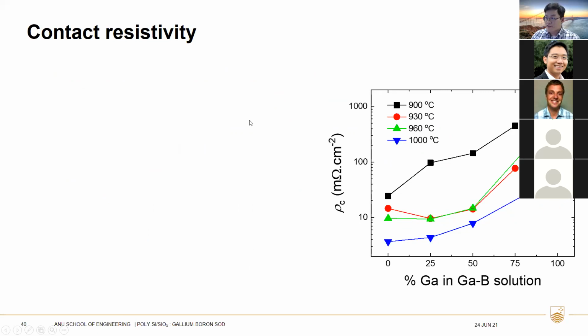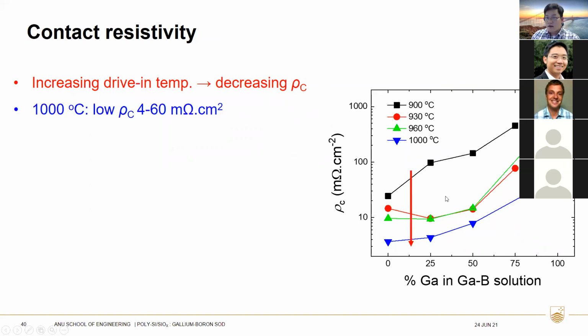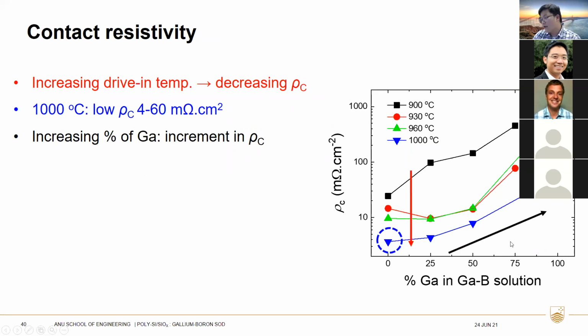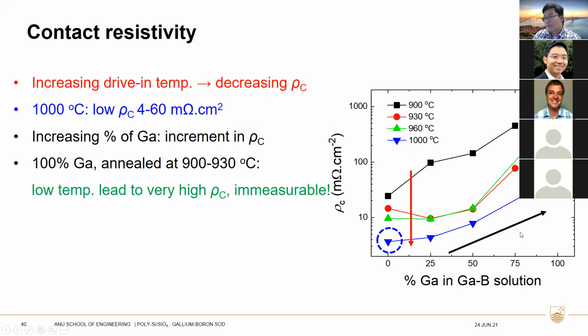For the contact resistivity, when we increase the driving temperature, it shows a decrease in the contact resistivity. For the 1000 degree annealed samples, the samples have low contact resistivity in the range from 4 to 60 milliohm centimeter squared. Increasing the percentage of gallium shows an increment in the contact resistivity.